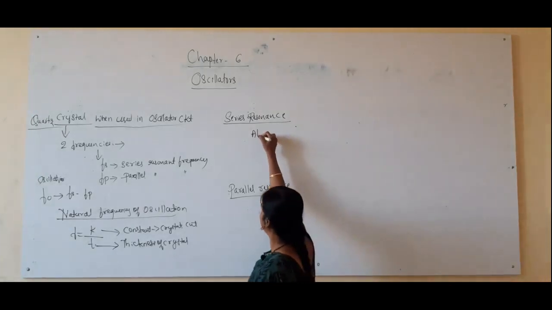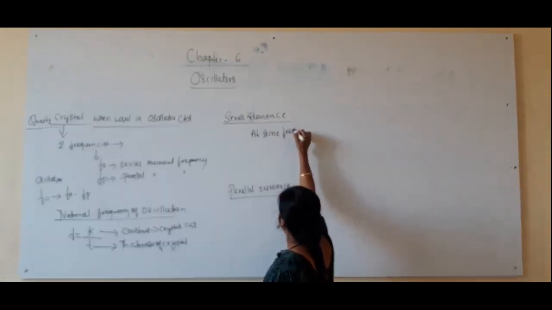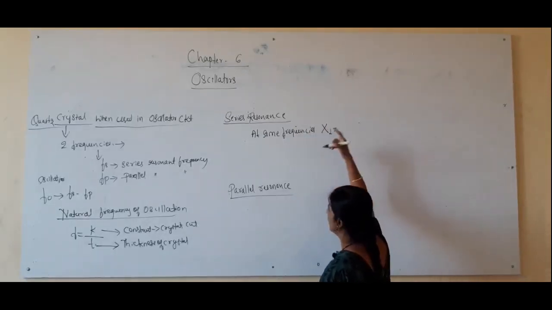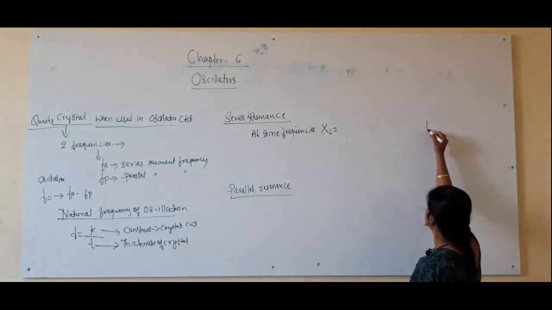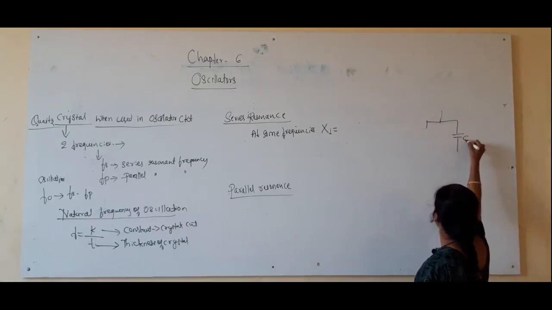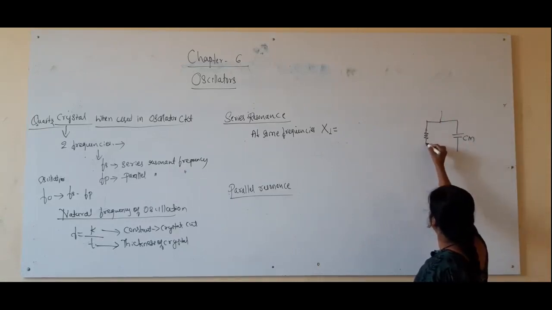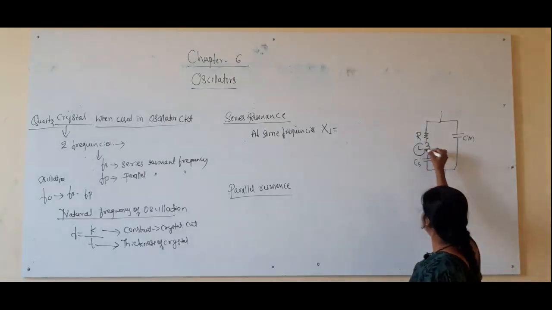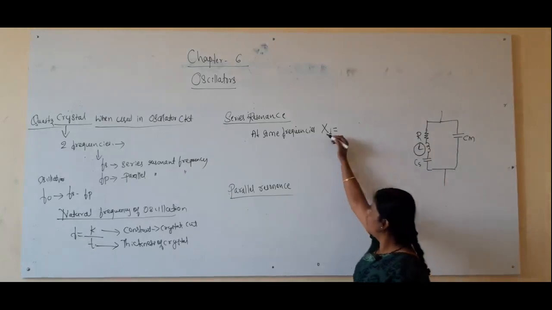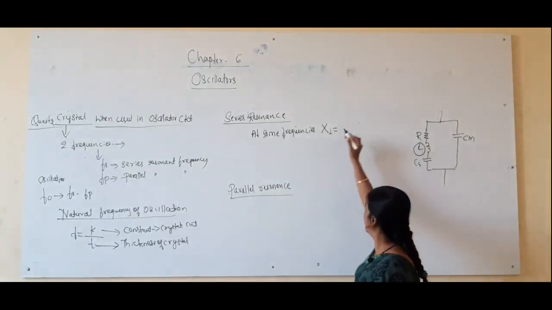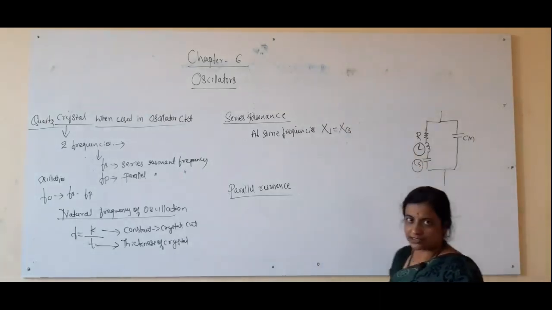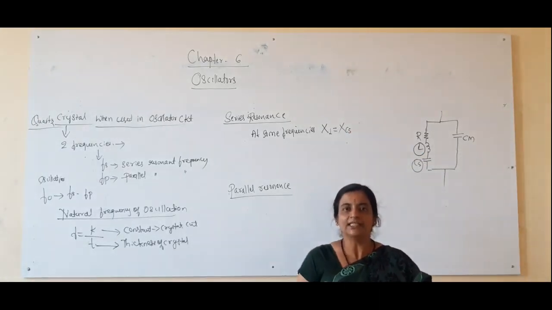At some frequency, when the reactance of the inductor in the circuit, already we know that is the circuit of the crystal like this, CM, and here it consists of resistance, inductor and capacitance. So R, L, CS in this circuit. So this is the electrical equivalent. Here, at some frequency the inductive reactance becomes equal to the capacitive reactance. At that time the crystal acts like a series resonant circuit.